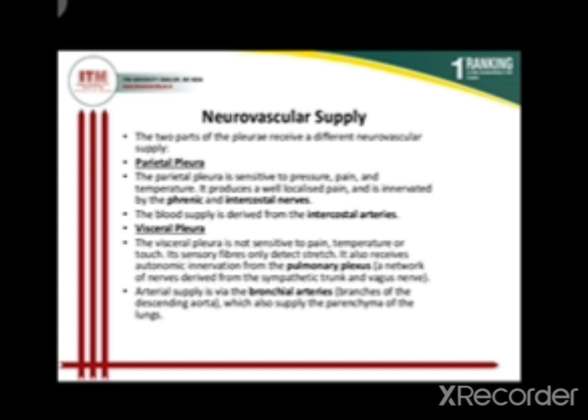Fine. And the arterial supply is via the bronchial arteries, branches of the descending aorta, which also supply the parenchyma of the lungs. So the arterial supply of the visceral pleura is the bronchial arteries, okay, which also supply the parenchyma of the lungs.